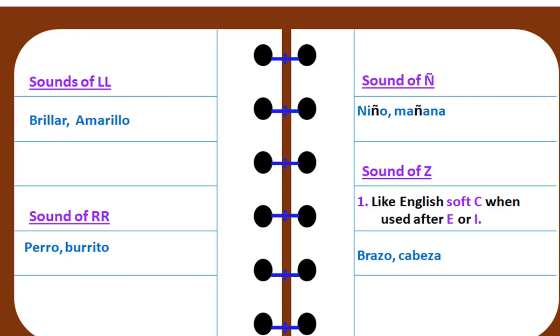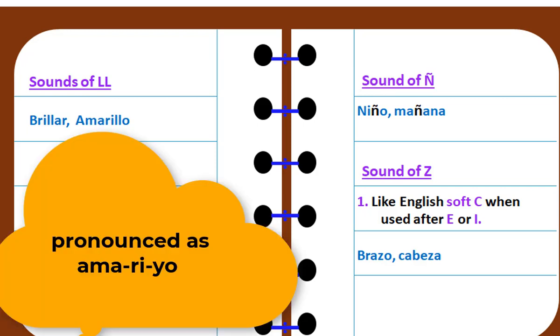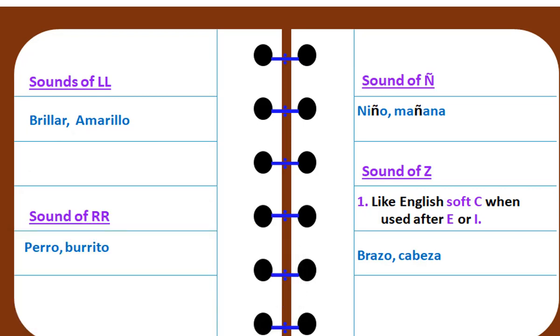Okay, another word. Let's break it into syllables. It's basically a 3-syllable word. Ama, then the second syllable is ri, and then this double ele followed by o. Amarillo, which is actually the color yellow. So that's the sound of double ele.